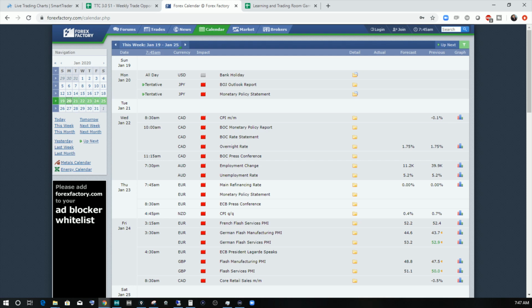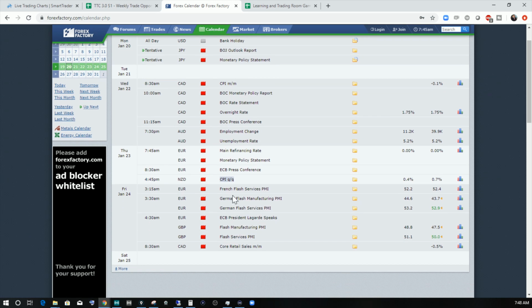Then, of course, on Thursday we've got the ECB press conference out in Europe. We've got New Zealand CPI. This is going to be an important data report as we look for the CPI to show positive. Right now the forecast is projected at 0.4% from 0.7% previous. That's not going to be good for the New Zealand dollar. On Friday, we're going to be closing off with a bit of data, but nothing that should affect the markets too much as we go into the weekend.